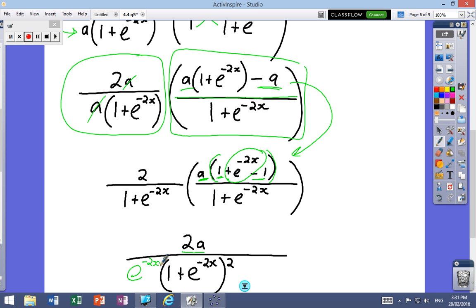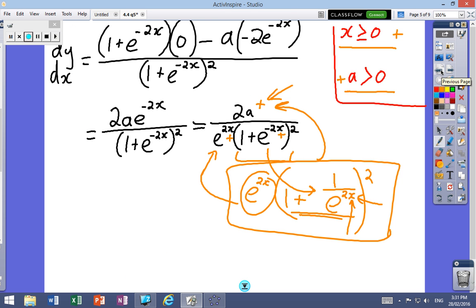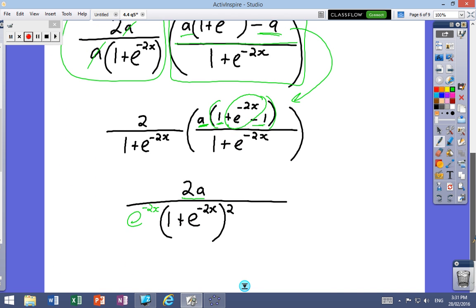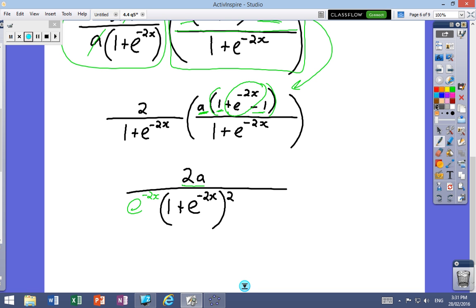And what are we looking at? We're looking at exactly what we have from our differentiation from the previous slide. Here's our differentiation: 2a on e to the 2x outside of 1 plus e to the minus 2x all squared. By doing this rearrangement, this 2y on a outside of a minus y, if we follow that through, we get the same result. e to the minus 2x outside of 1 plus e to the minus 2x all squared.